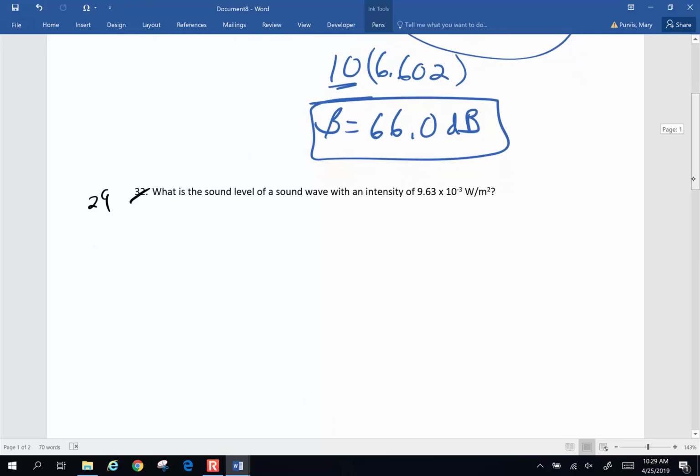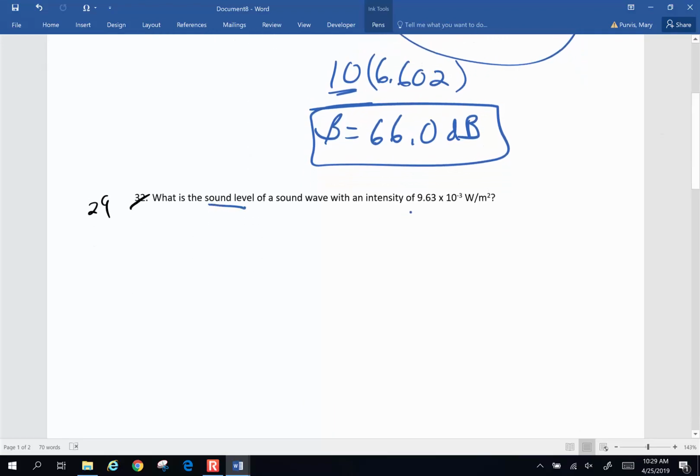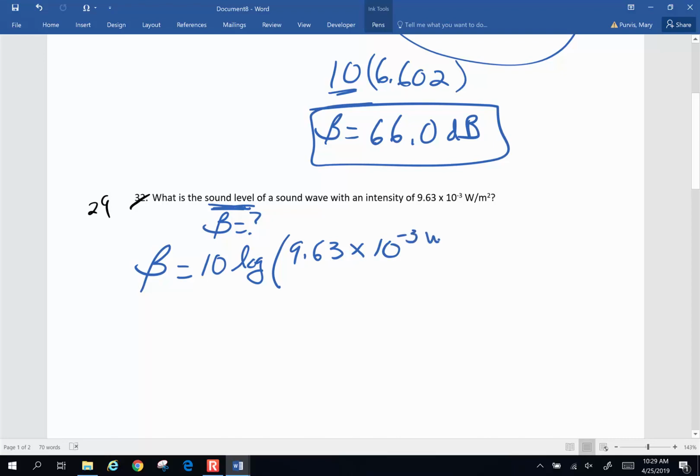Next, what is the sound level of a sound wave with an intensity of 9.63 times 10 to the negative 3rd watts per meter squared? So sound level, if it ever says sound level, you're looking for decibels. That's what your unknown is. So that's going to be 10 times the log of the intensity, 9.63 times 10 to the negative 3rd watts per meter squared, divided by the threshold of hearing, 1 times 10 to the negative 12 watts per meter squared. So first thing you do, divide.